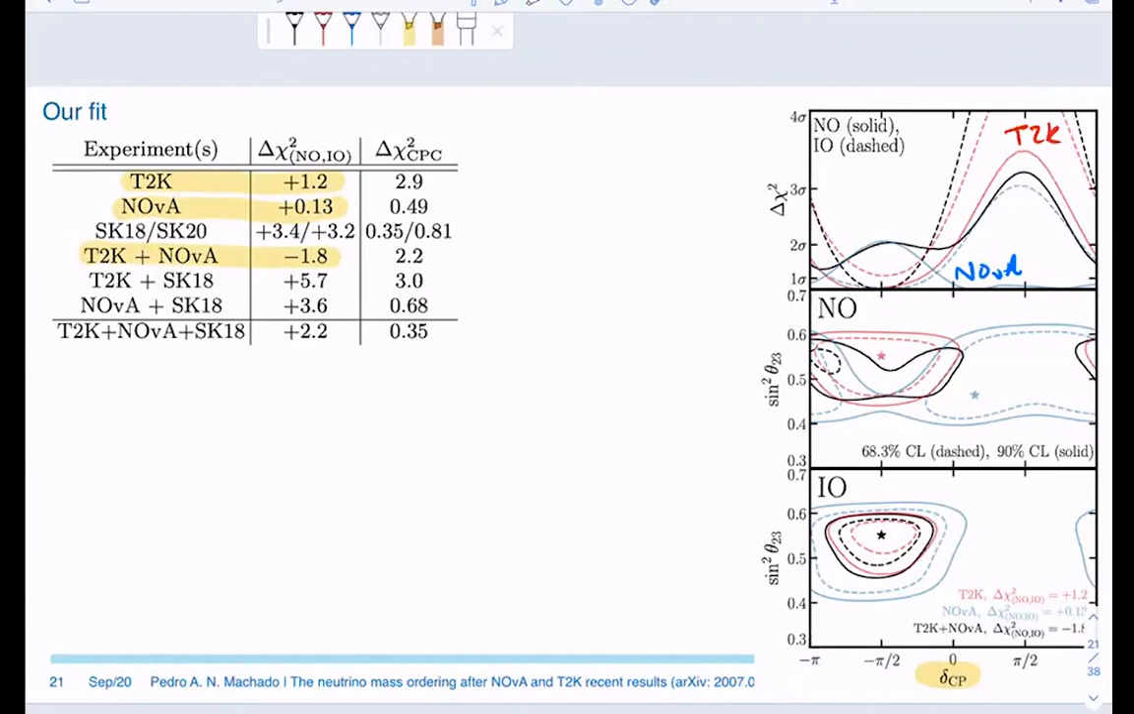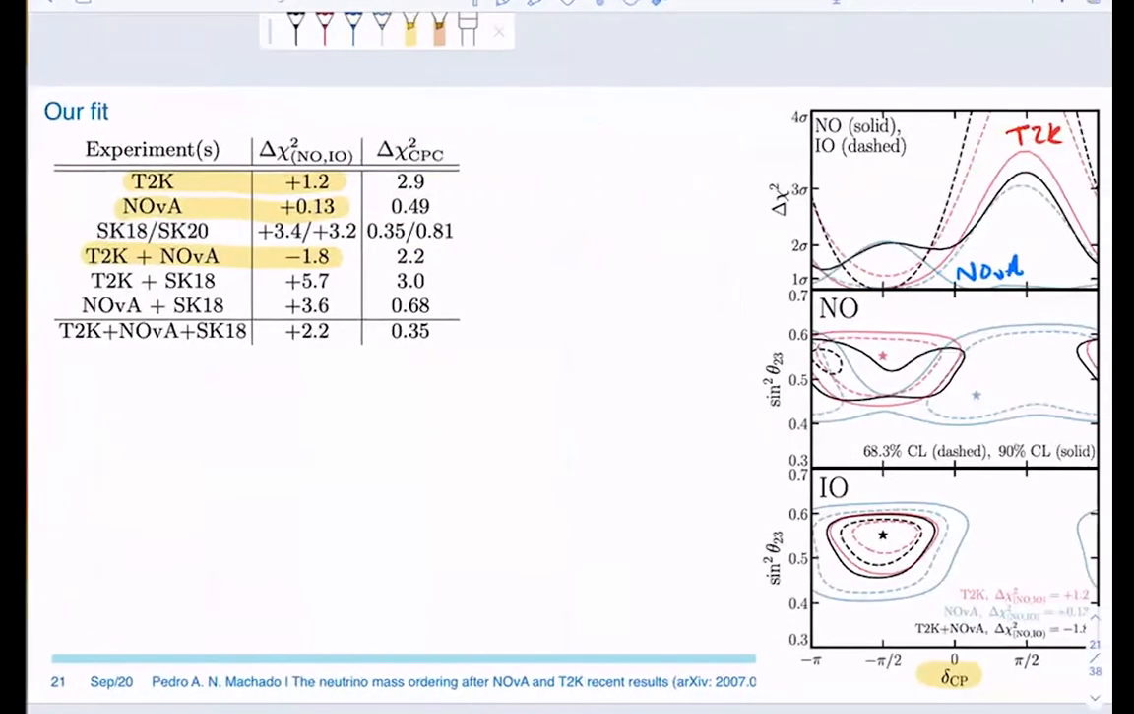And you can also see the same thing here in these theta 2-3 versus delta Cp plots, where T2K prefers this region, NOVA prefers that region. And so there is a tension. When you look at normal ordering, they are perfectly compatible. Does that answer the question?